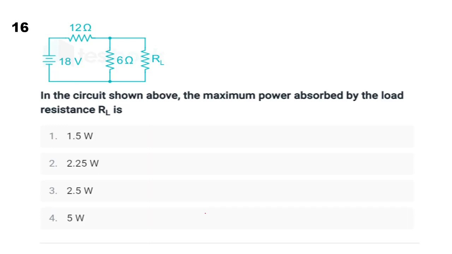Then we'll go to the next question, question number 16. In the circuit shown above, the maximum power absorbed by the load resistance RL is how much? So we have to find out what is the maximum power. To find out the maximum power, we have to find out the Thevenin's voltage and Thevenin's resistance.